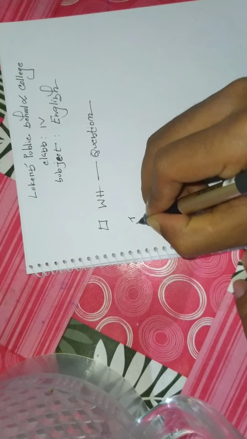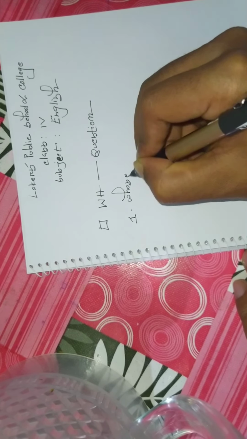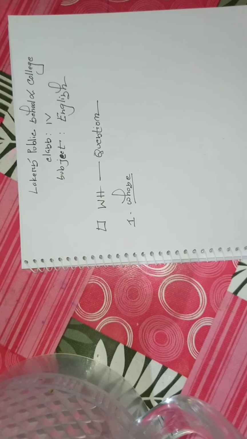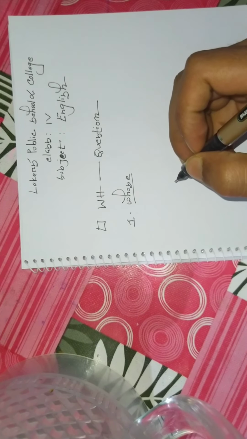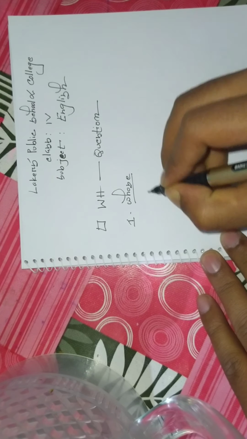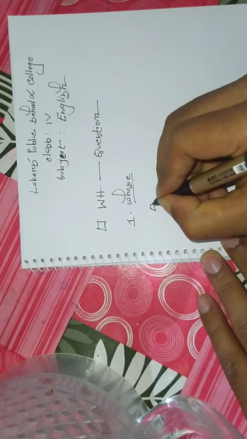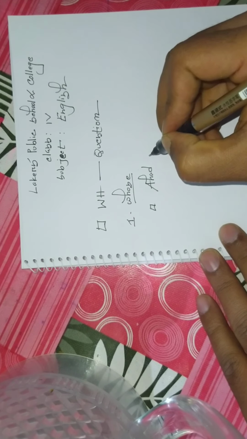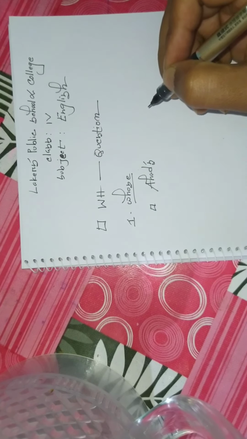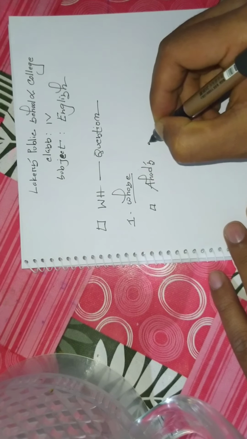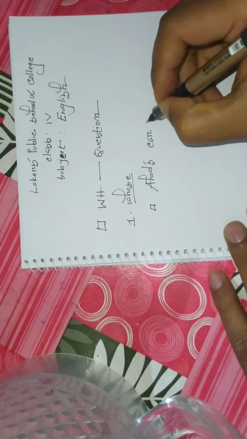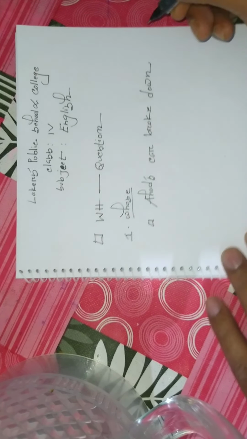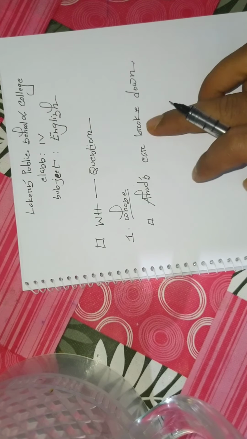We can make a question with whose. So let us write a statement, then I will talk about whose. First of all, I'm going to write a statement here: Ahad is a person. Imagine that he's your friend. Ahad's car broke down. Okay, so I have written a statement here: Ahad's car broke down.